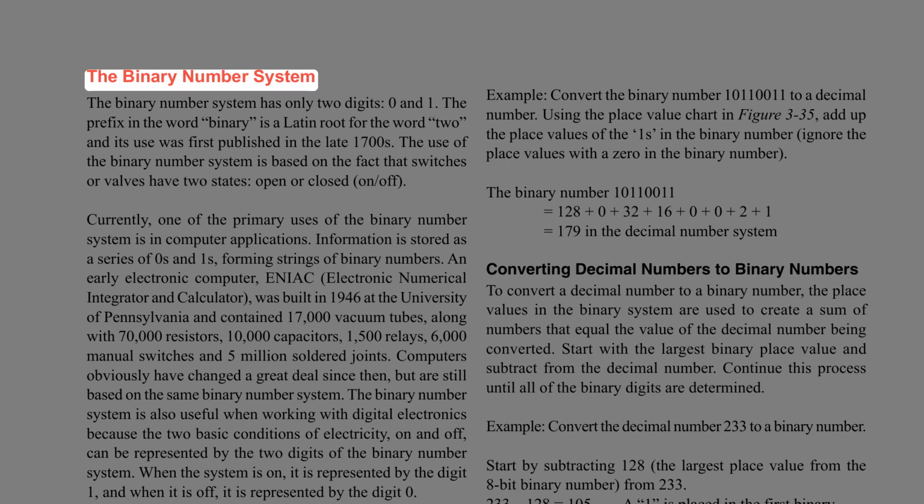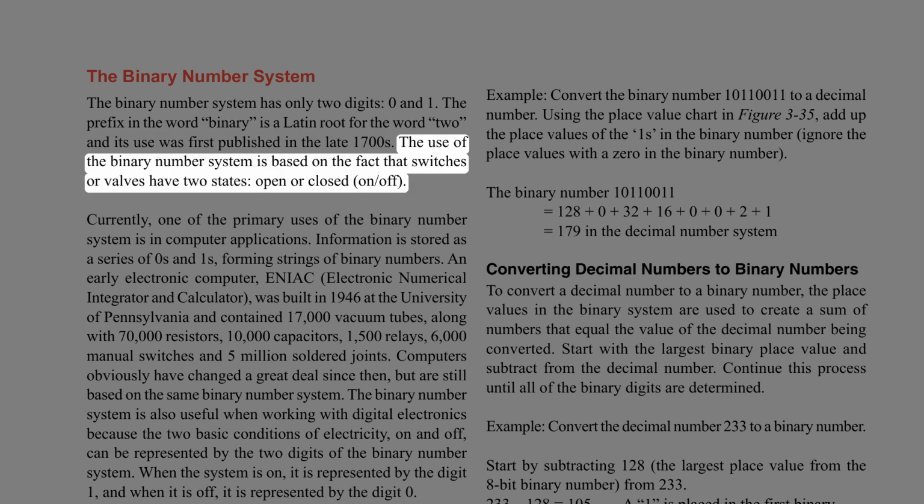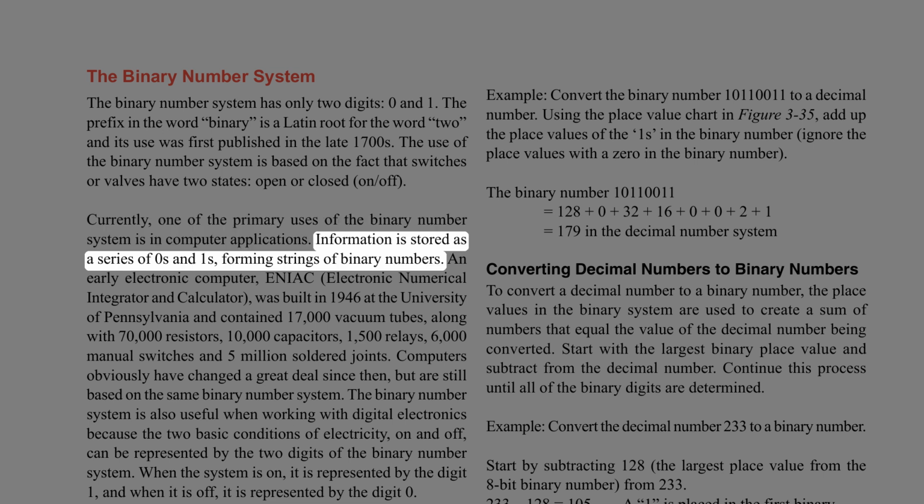The binary number system. The binary number system has only 2 digits, 0 and 1. The prefix in the word binary is a Latin root for the word 2, and its use was first published in the late 1700s. The use of the binary number system is based on the fact that switches or valves have two states, open or closed, on, off. Currently, one of the primary uses of the binary number system is in computer applications. Information is stored as a series of zeros and ones, forming strings of binary numbers.